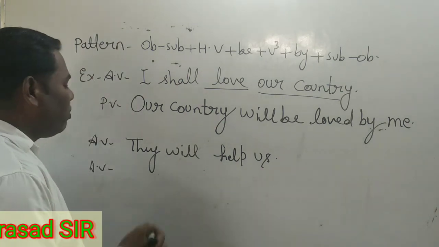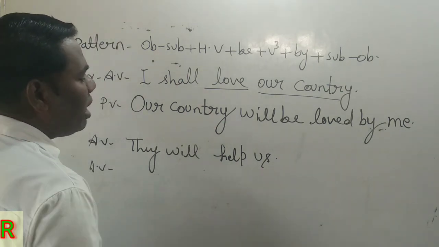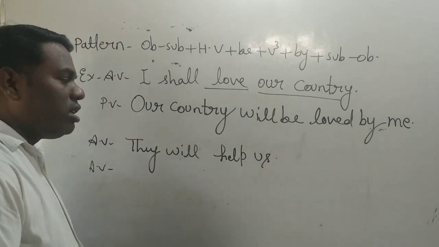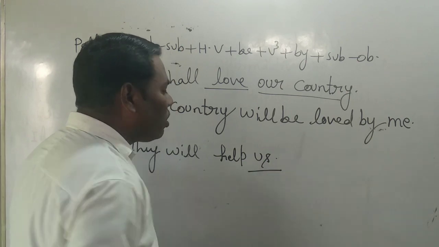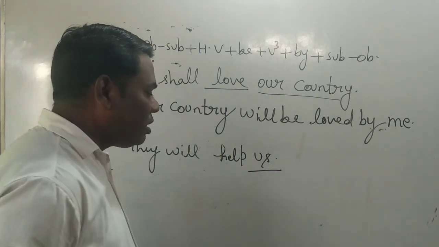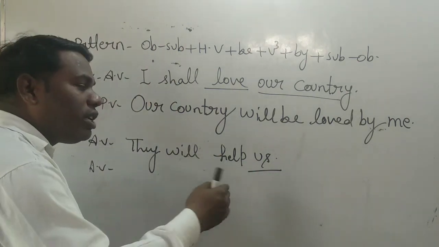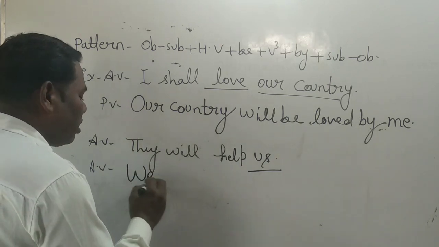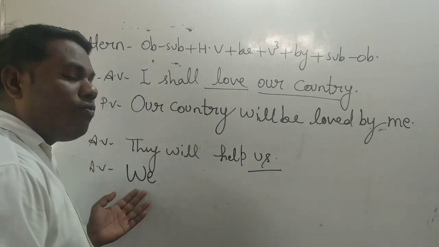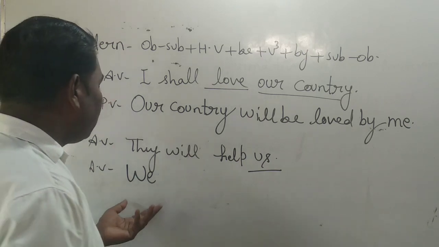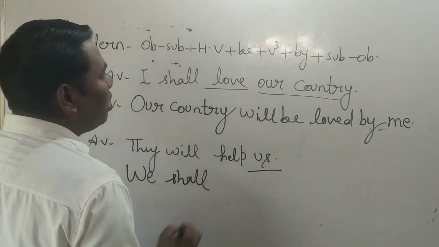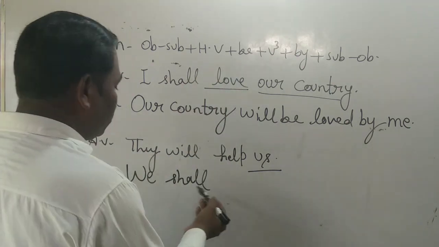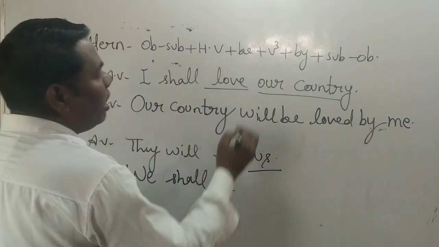Next example, watch it. They will help us. How to change? You have to do at first object to subject. What is object? Us. Our object is us, and you have to change it into we. Now we is our subject, and with we use shall be. As you are watching in the pattern, shall be, and V3.